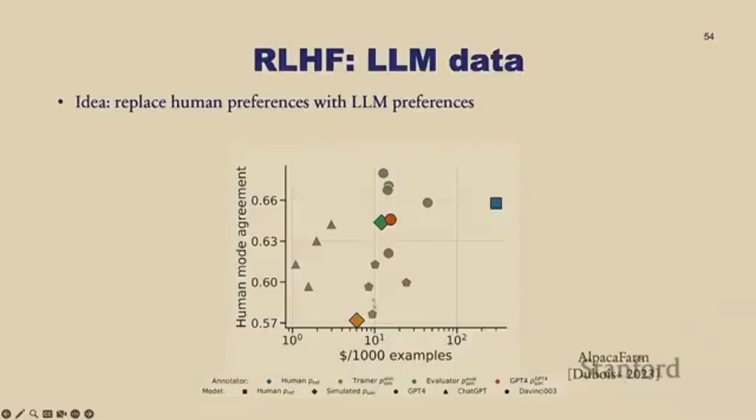On this figure, you see on the x-axis the price that we paid for collecting human data. It's around $300 for 1,000 examples, and this is on Mechanical Turkers, which are usually cheaper than some of the other companies that you could go through. And on the y-axis, it's the agreement with other humans, with the mode of other humans.